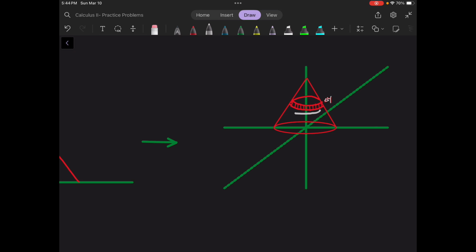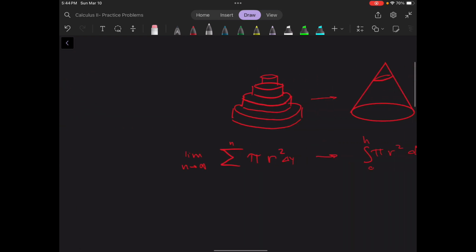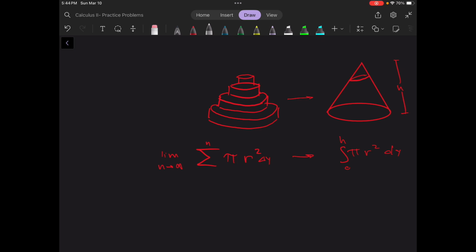So what is the volume of this disk? The volume of this disk, delta V, is a little cylinder, right? So its base is pi r squared, and the height of this little cylinder is some delta y, right? Some little change in y. And we're going to use that to find the volume of the entire thing using integration. So, like I said, we're going to sum up all of these disks while having an infinite amount of disks.